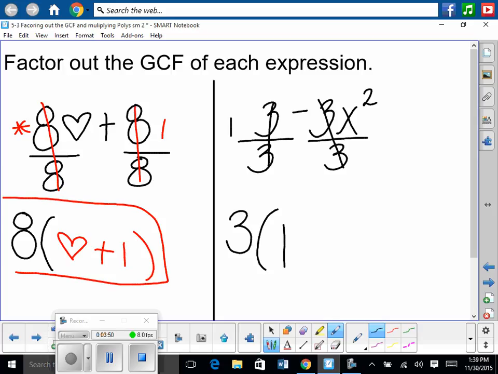And then left is x squared. So don't we just have minus x squared left? Yeah. And we're done. Now here's a way you can check to make sure you factored out enough.